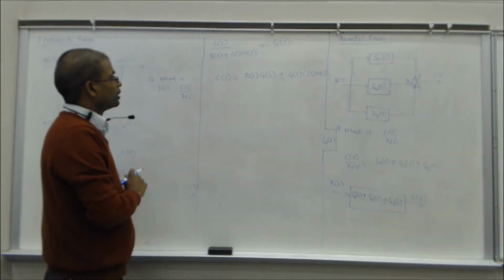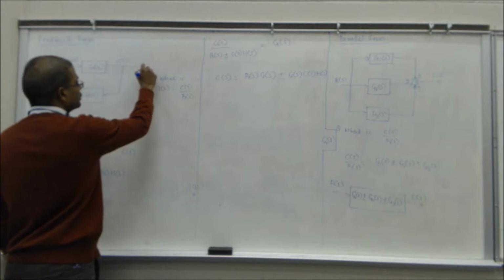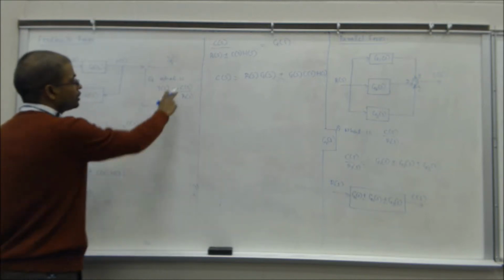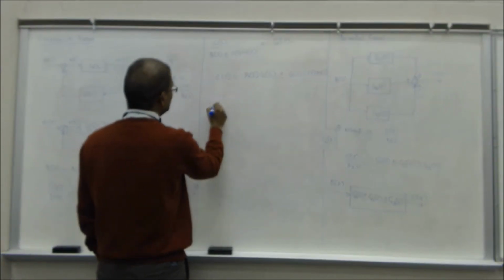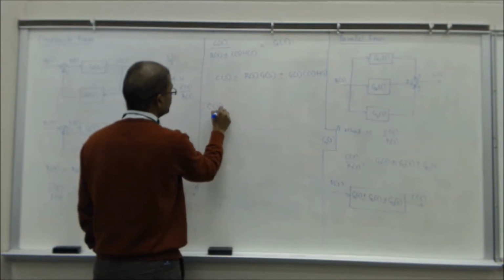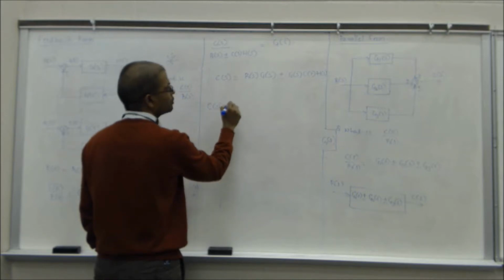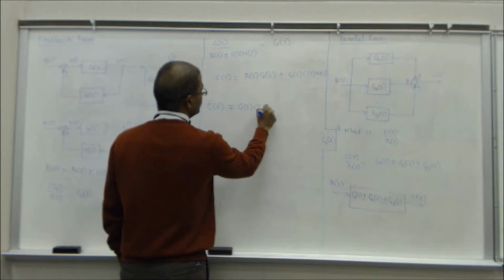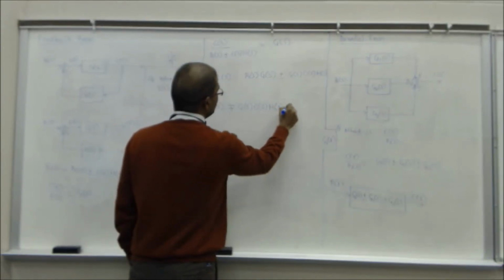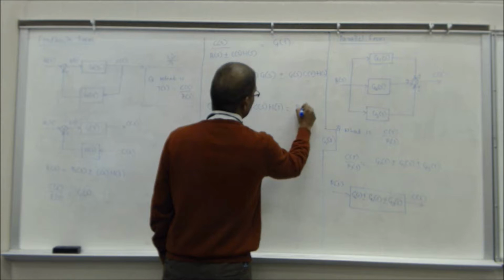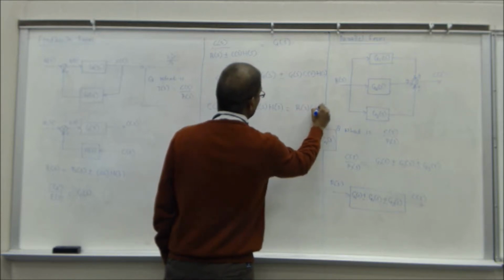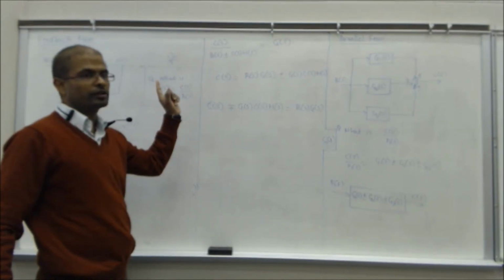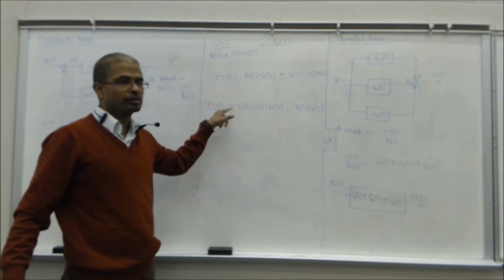What do I need? Keep this in mind, this is your objective. Okay, this is very important. I need C of S, right? So what I'm going to do is, now C of S minus plus G of S, C of S, H of S is equal to R of S into G of S. Okay. What I've done is I've moved this from right hand side to the left hand side. So plus minus becomes minus plus.